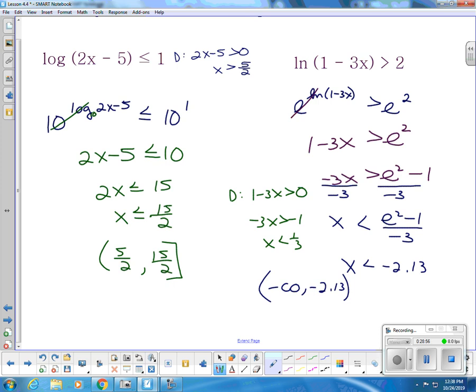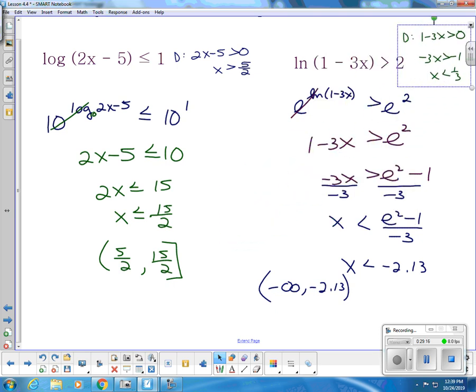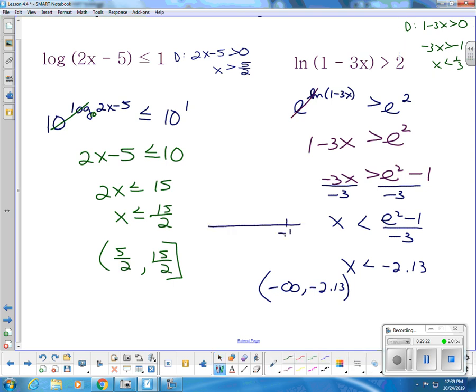Okay? We're both less than, so you're just going to go from the answer. So if you look at the number line, one-third's here, -2.13 is here. They're saying the answer is below -2.13. As long as it's already below the 1/3, we're okay. Okay.